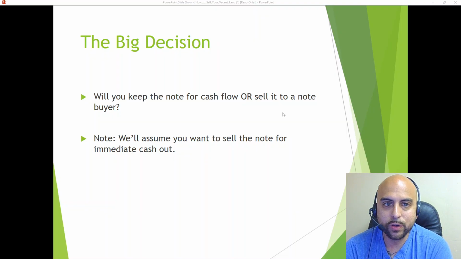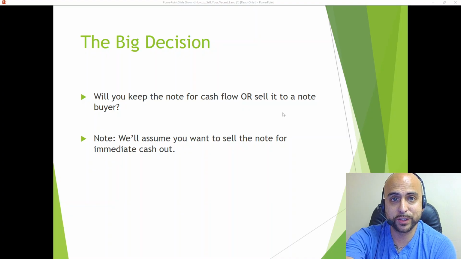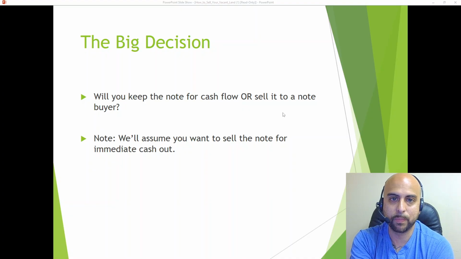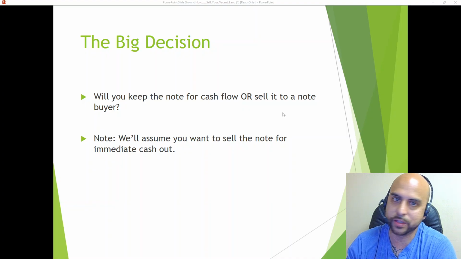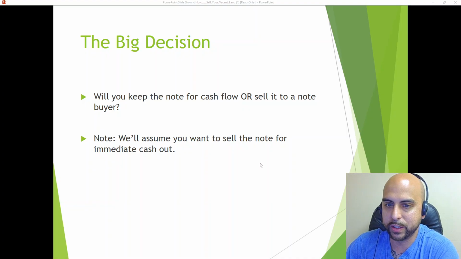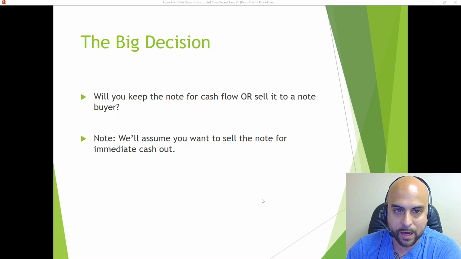Either way it's going to be extremely valuable for you, but this is going to be more directed for the investor who wants to sell their property on terms and turn around and quickly sell the note so they can get their capital back. I just want to set the tone now moving forward. So let's jump to it.